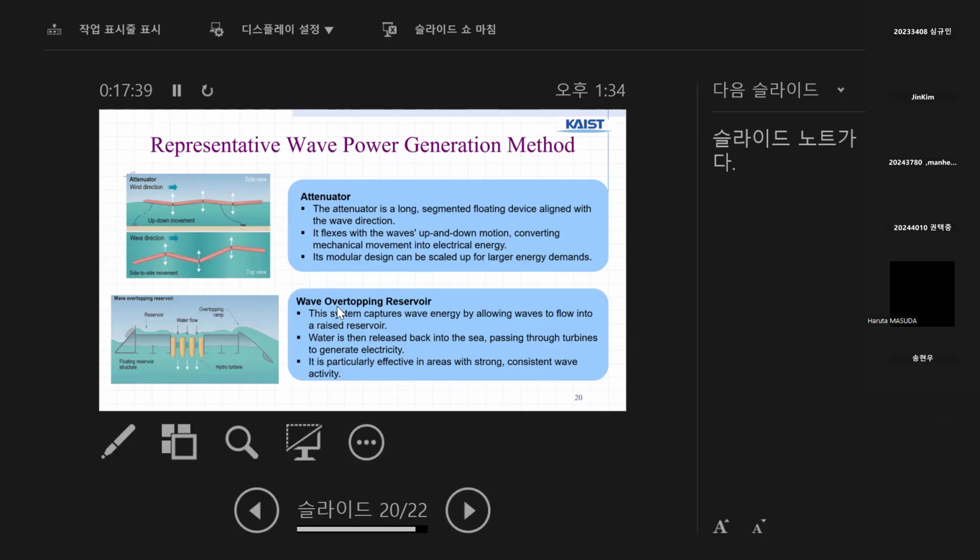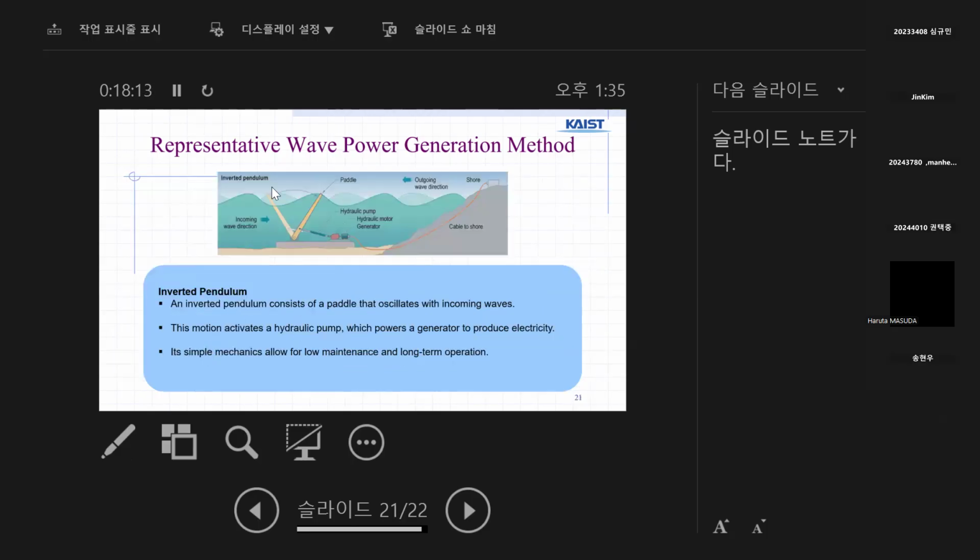wave overtopping reservoir. There's a reservoir on the top of the floating device in the ocean. The system captures wave energy by allowing waves to flow into the raised reservoir over weirs, and the water is then released back into the sea through here, generating power through the turbine to make electricity. It is particularly effective in areas with strong and consistent wave activity. And this is the last one.